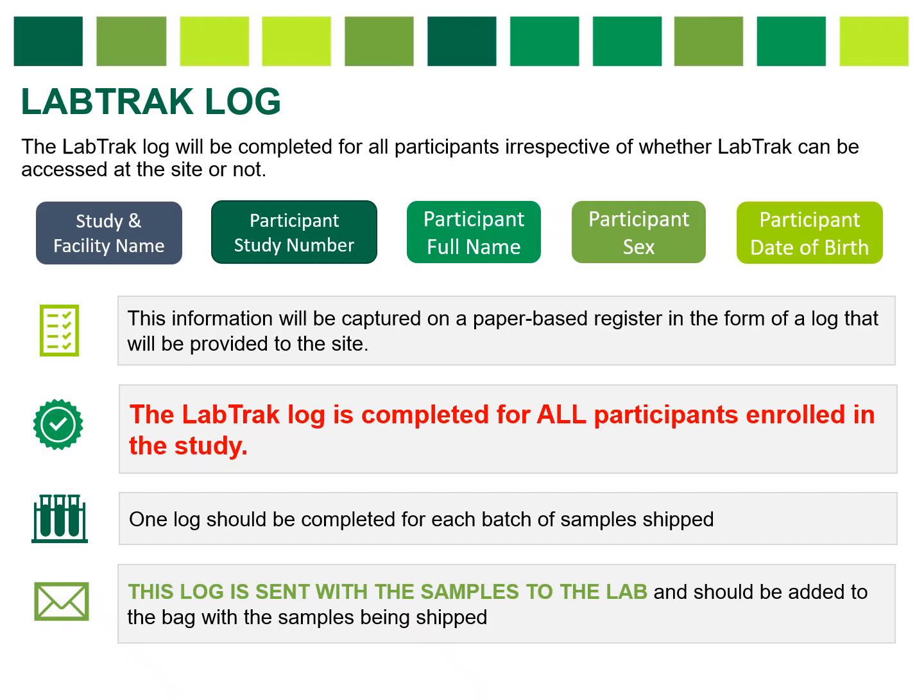So you can complete one log for the whole day. There are enough spaces that you can have more than one person there. So for example, if you see 3 or 5 clients in the day and they all take part, you can keep completing that log for each person. And then when the shipment is ready to go, you can put that log with those samples in the courier bag and send to the lab. So please remember that this log must go with the samples and it must be completed for each participant.